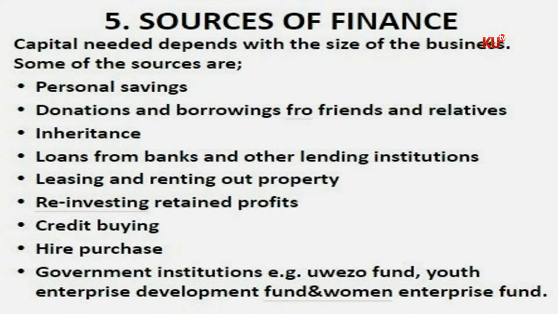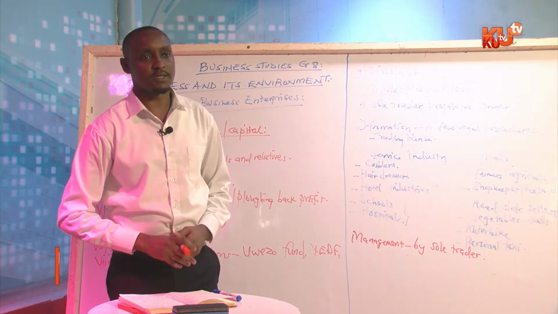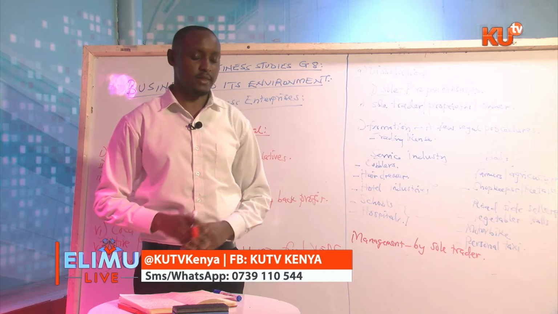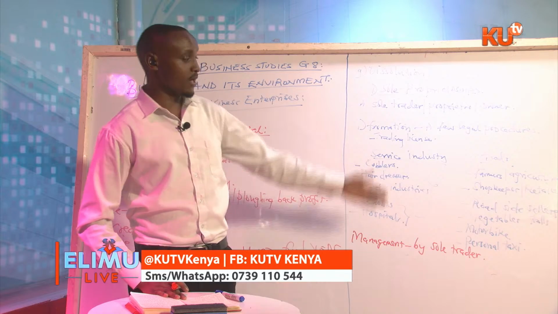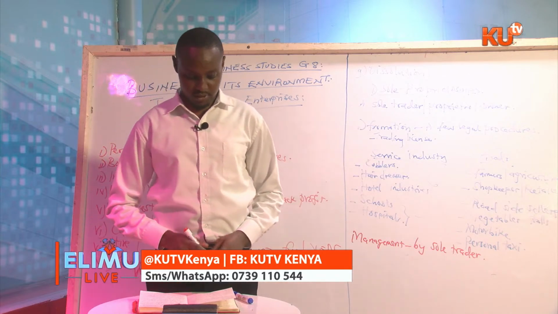We also have the Women Enterprise Fund. This money is for the women, and mostly it's allocated to women groups. So when they come together, they take this money. The money can be divided among the groups, and they can go and start their individual businesses. When they start their individual businesses, that becomes a source of finance for sole proprietorships.